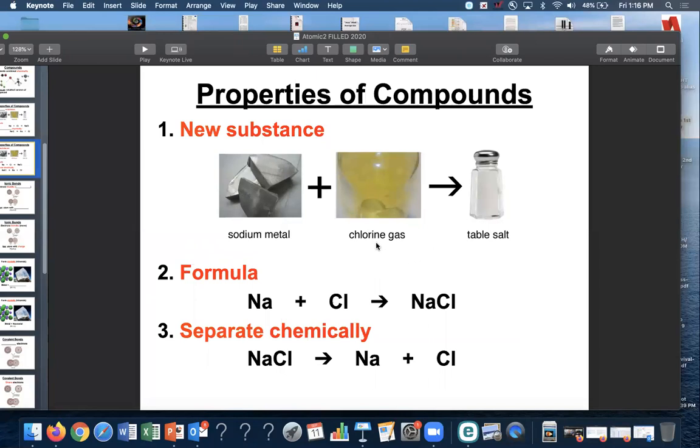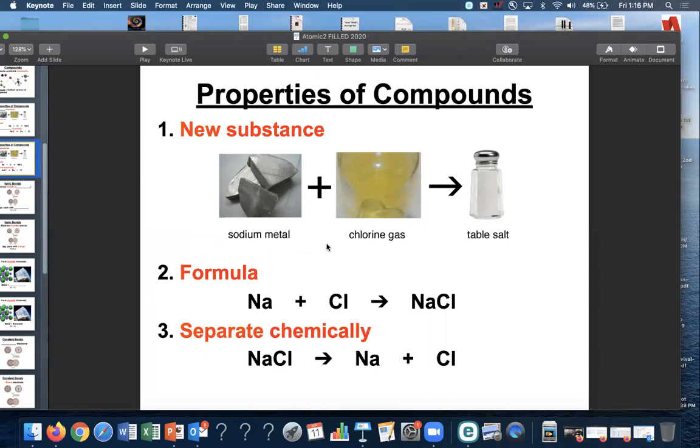Chlorine gas, elemental chlorine gas, is extremely poisonous. It's even been used as a chemical weapon in World War I, and some other places. What happens there is essentially the chlorine gas, if you breathe it in, reacts with the moisture in your lungs and turns into hydrochloric acid, which is not something that you want inside your lungs.